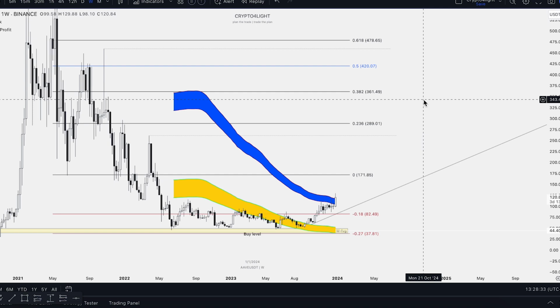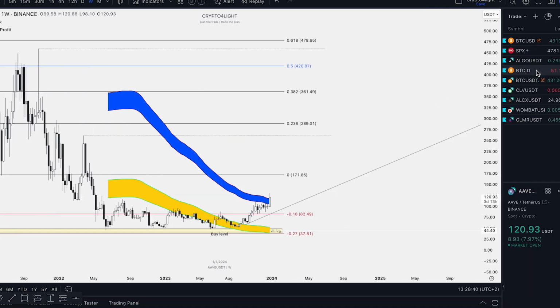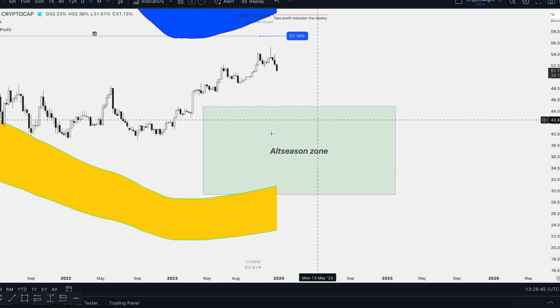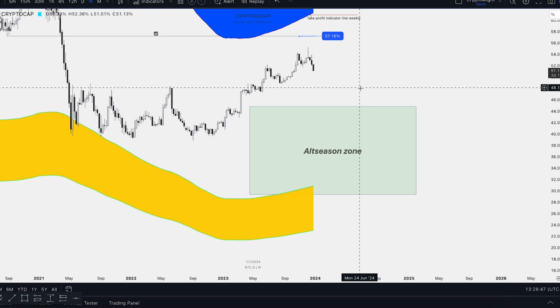Bitcoin dominance is still over 50%. To see the massive altcoin season, we need to see the Bitcoin dominance in this block. Let me show you this one. This is going to be the altcoin season, what everybody is dreaming for.